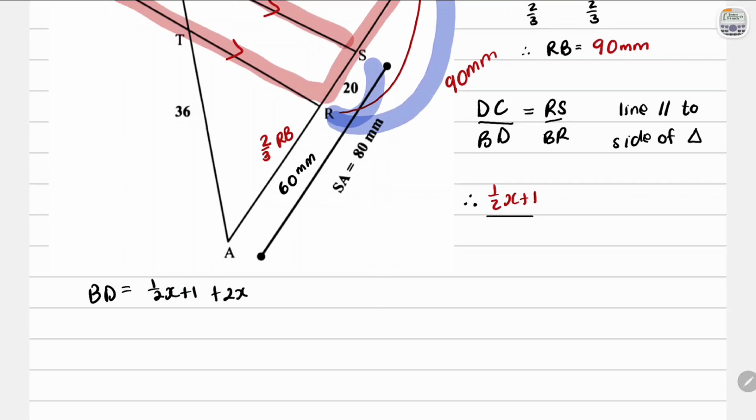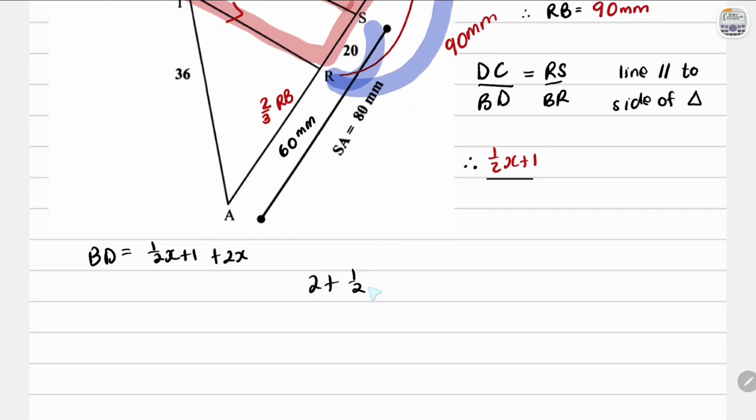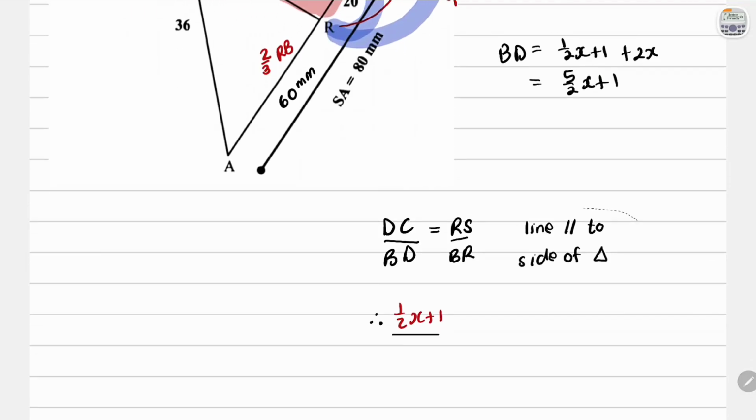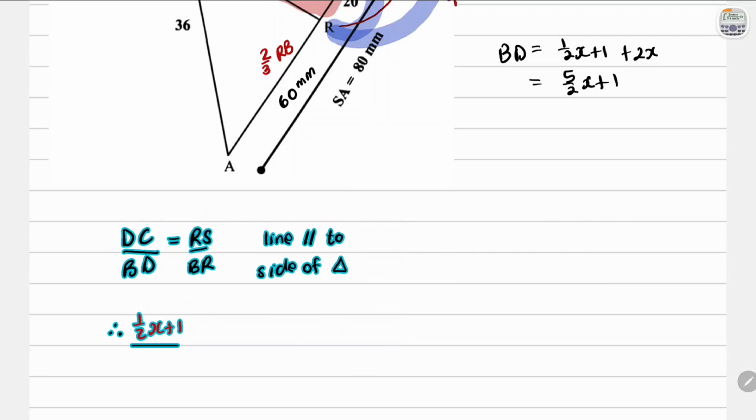We know that a half plus 2, it's like a mixed fraction. So multiply the whole number and the denominator, which gives you 4, and then add the numerator, which gives you 5, and the denominator must stay the same. So that is just 5 over 2 x. And then you still have the plus 1. So that's going to be the length of BD. Okay, I decided to put that there, and I'll just put this one here. We can work on this now.